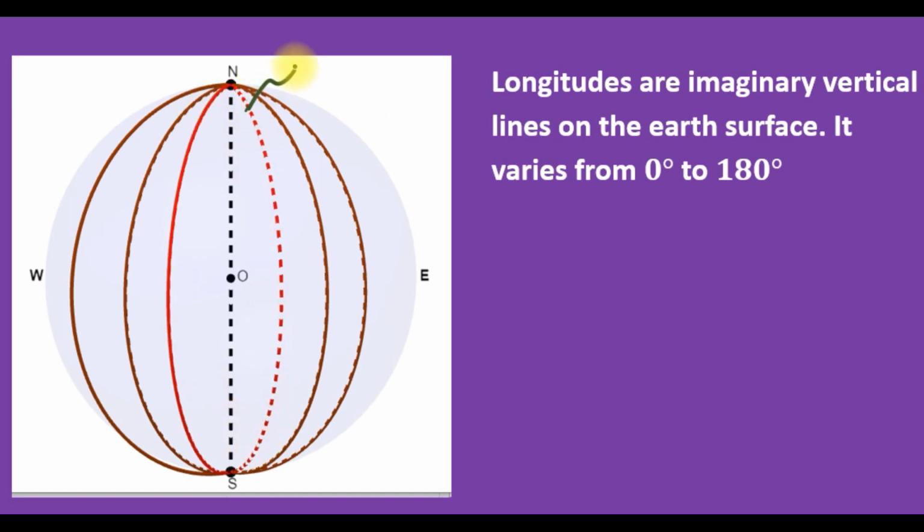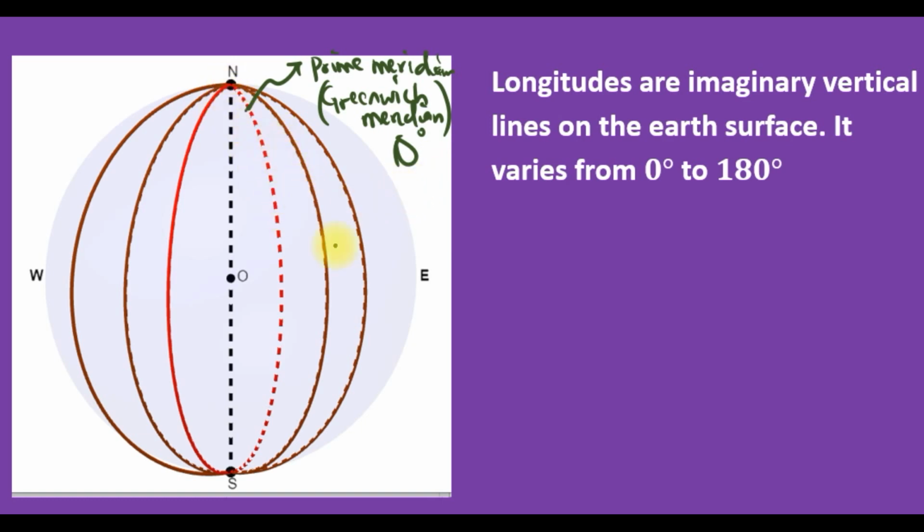This is called the prime meridian. If you don't call it that, you call it the Greenwich meridian. Greenwich meridian. So that's longitude 0 degrees.